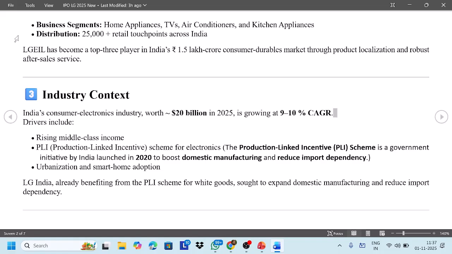See whether the growth also justifies the listing price. Go into the growth and see the growth prospects of the company over the next 3 to 4 years. Then we have the subscription and listing performance. Okay, read this.